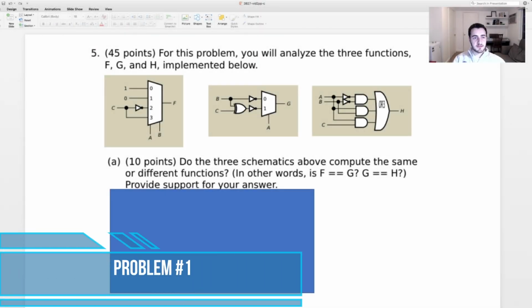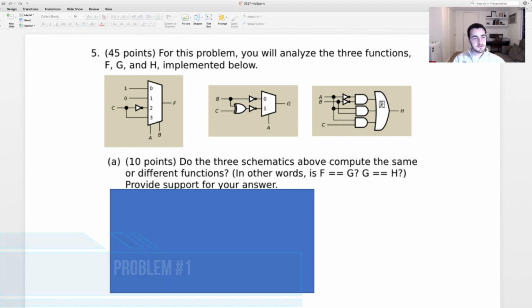My name is Max and I'm a TA for Fundamentals of Computer Systems, and today I'm going to be walking you through a question on digital building blocks, which also involves a little bit of circuit timing and digital logic. So in this question we're given three logical functions f, g, and h with the schematics provided right here. And the first part asks if the three schematics compute the same or different functions.